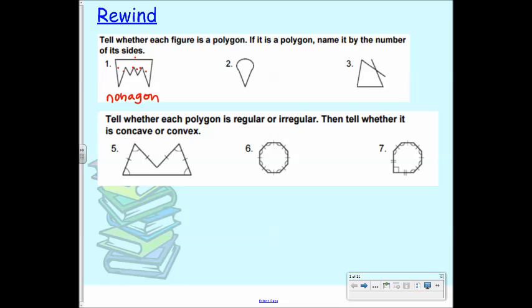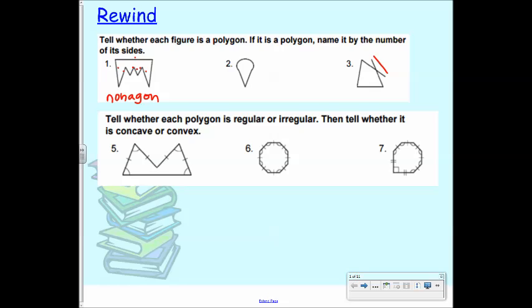For number 2, is it a polygon, yes or no? Number 2 is not a polygon because it has a round top, so it is not composed all of straight lines. Is number 3 a polygon? Number 3 is not a polygon because it also has an open side right here. So this would not be a polygon because that side would be open.